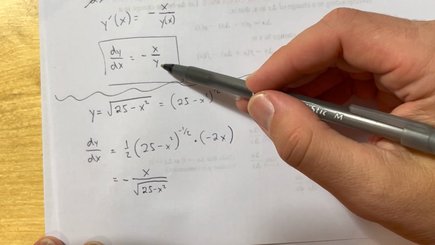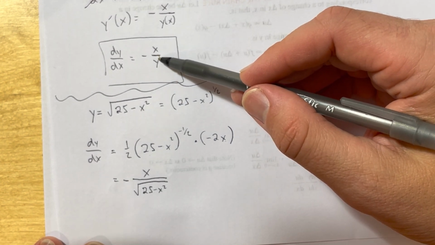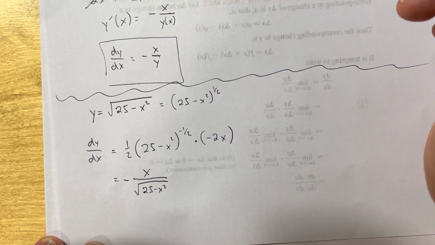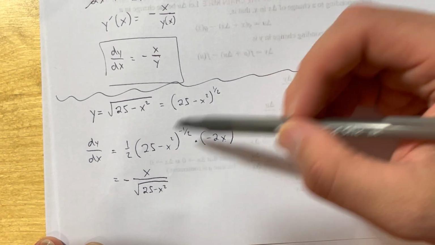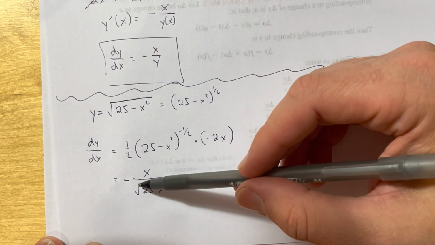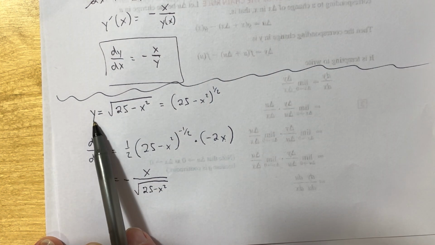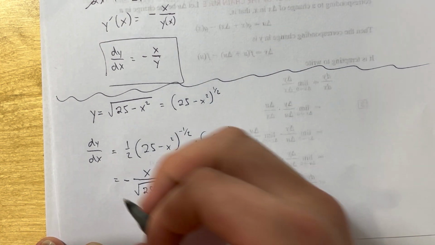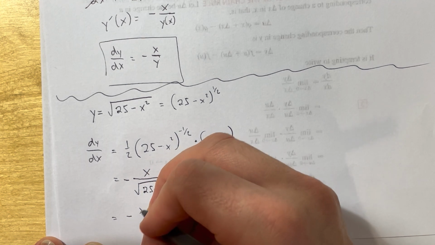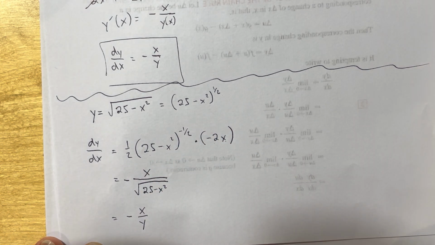Now, you might look at this at first and think, well, it looks similar to what we got up here, but it's not exactly the same. But these two expressions are the same, because if you look at what's in your denominator, the square root of 25 minus x squared, that's what y was defined to equal. So this could have been alternatively written as -x over y.